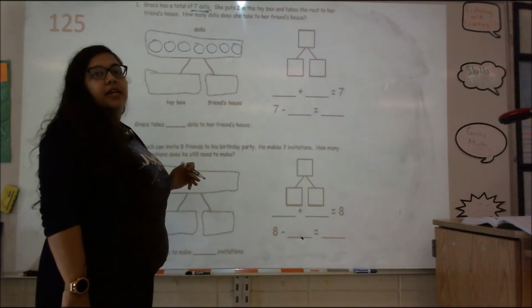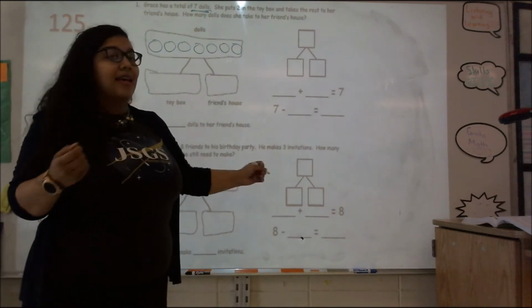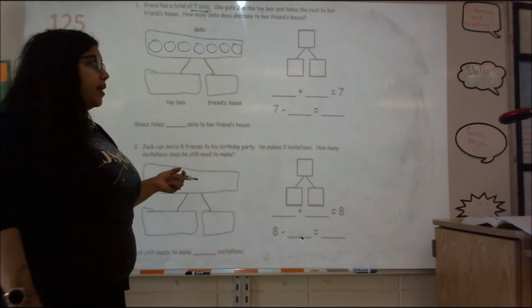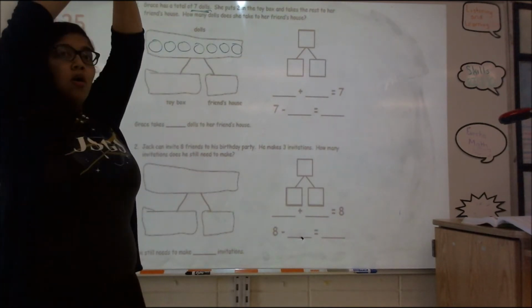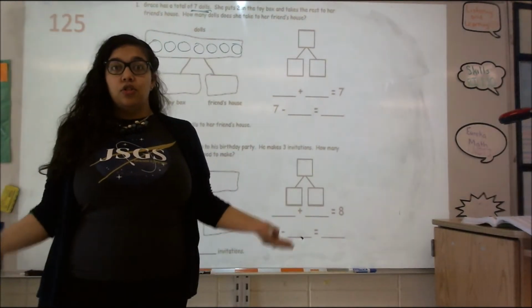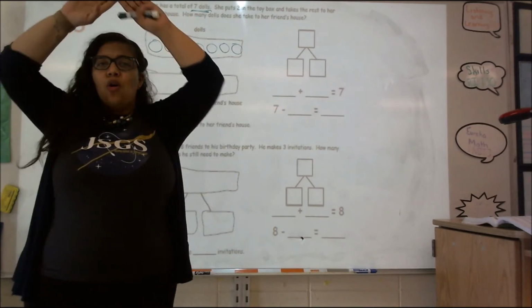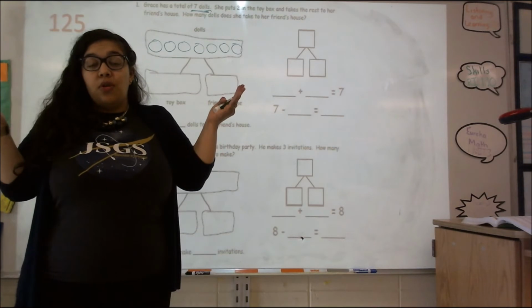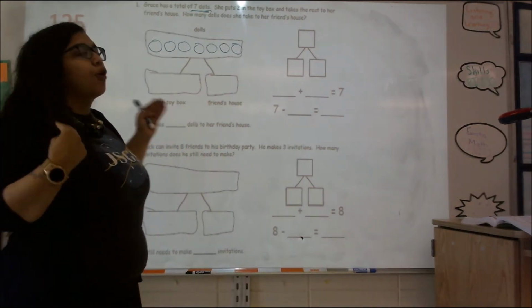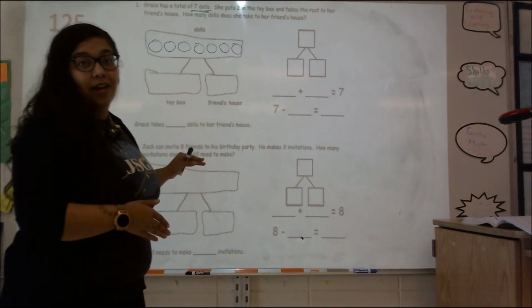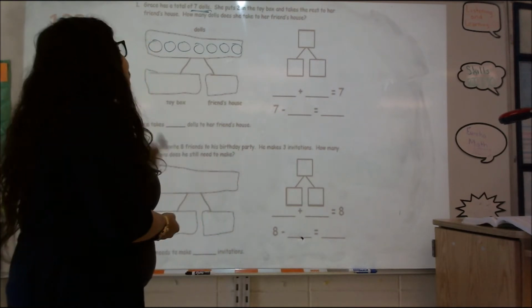Let's keep going. She put 2 in the toy box and takes the rest to her friend's house. So we know whole minus part is equal to mystery part. Whole minus part equals mystery part. That's the order of information for the type of subtraction word problem we're looking at right now.